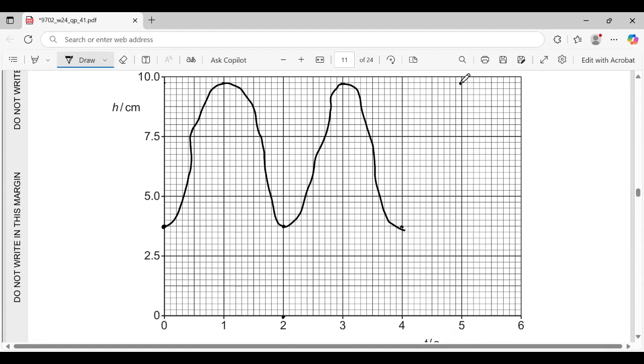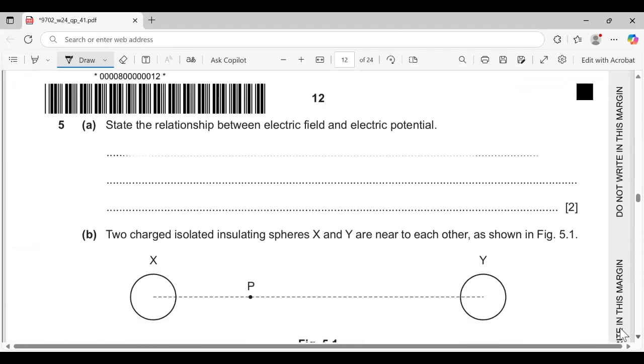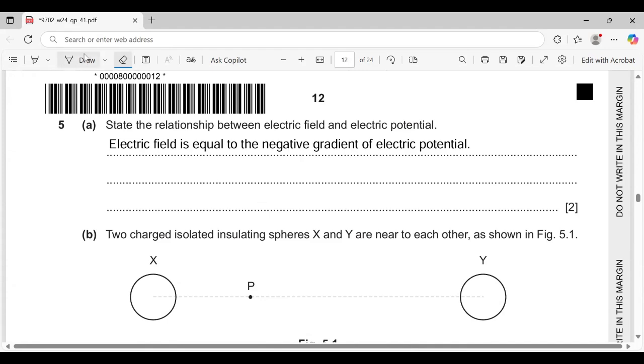Continue to here, from 0 to 6. You can fix this graph on your graph. Yeah, like this. Let's continue to number 5. State the relationship between electric field and electric potential. I have provided my answer for this one.